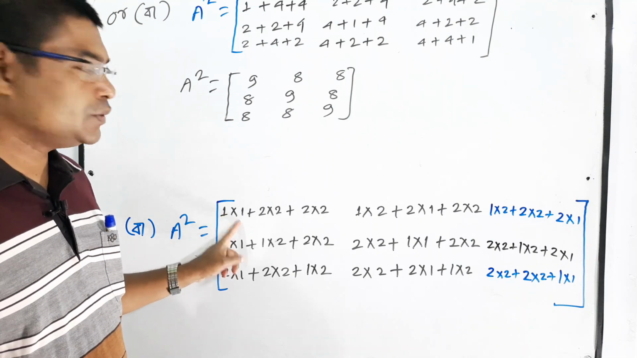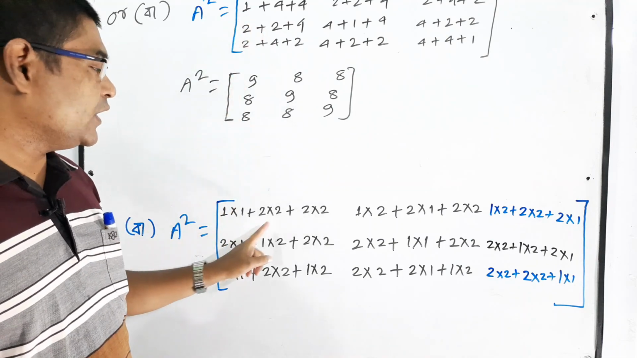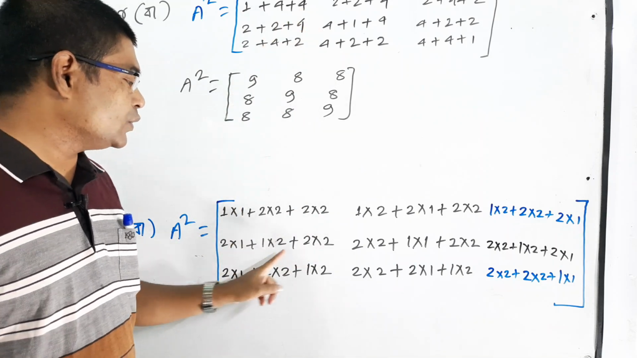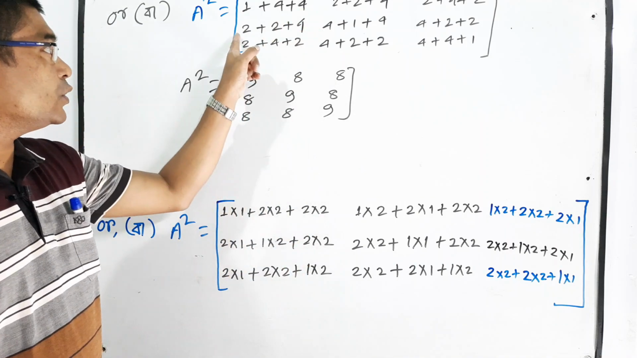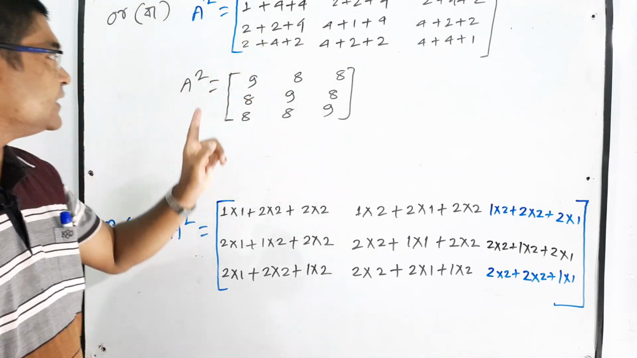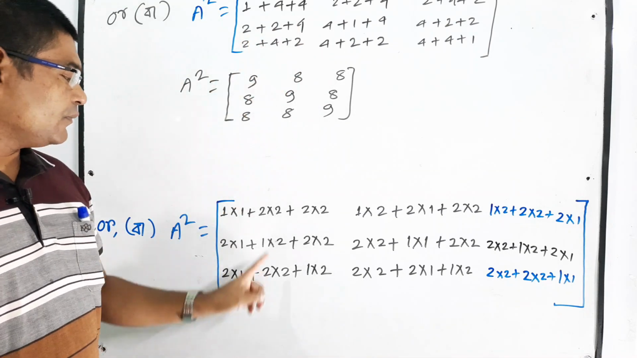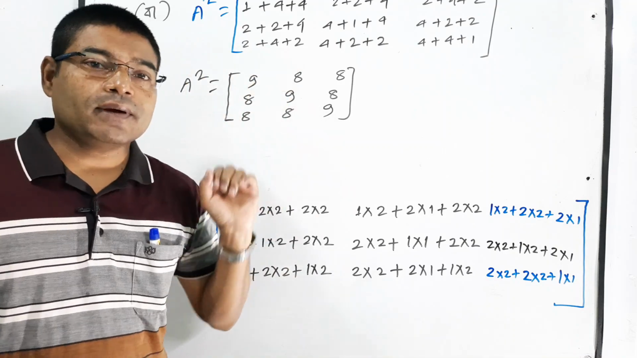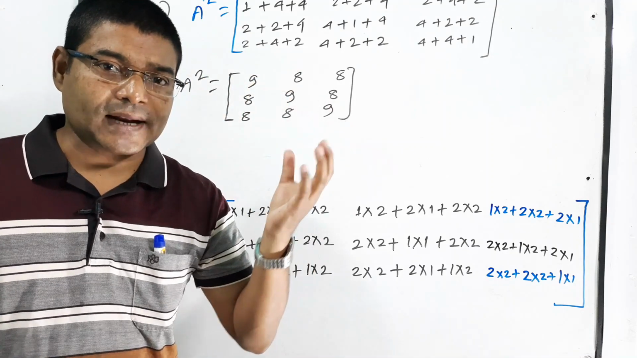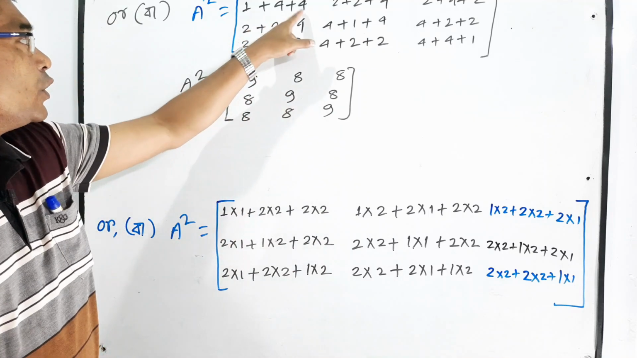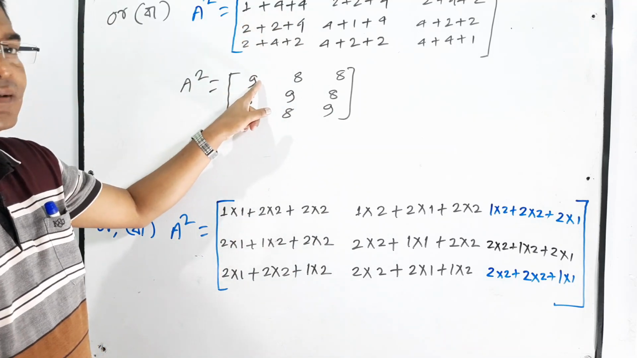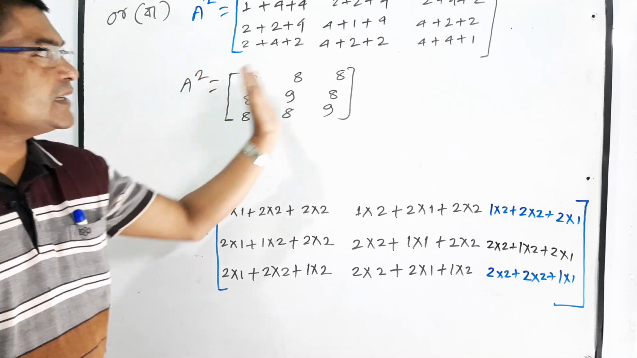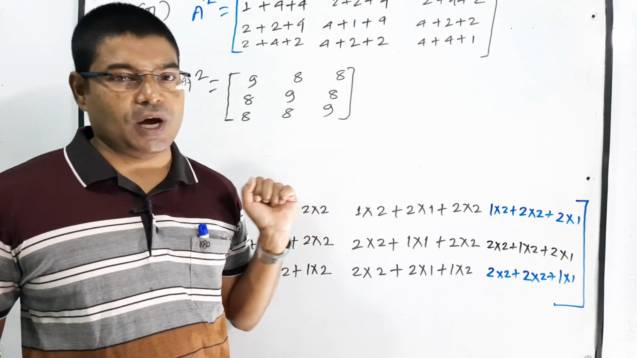1 into 1, 1, 2 into 2, 4, 2 into 2, 4, 2 into 1, 1 into 2, 2 into 2. We have got 2 plus 2 plus 4, and 2 into 1, 2, 2 into 2, 4, 1 into 2, 2. Now calculate. 4 plus 4 plus 1, 9, 4 plus 2, 6 plus 2, 8. In the same way, the calculation is completed.